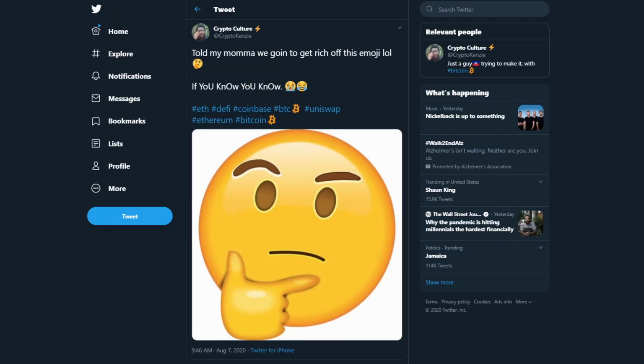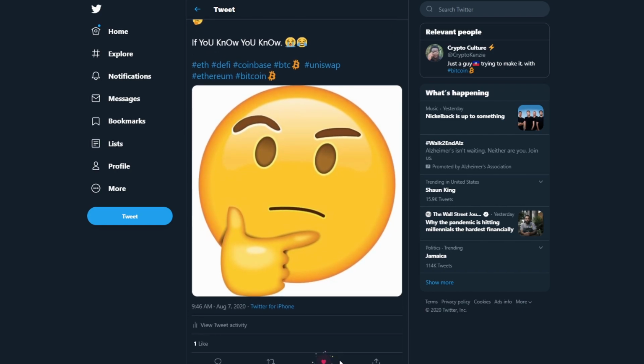I told my mama we gonna get rich off this emoji. LOL. If you know, you know. Zero likes. But I'ma like my shit. Cause at the end of the day, I love me. Don't y'all love me? Alright, we're just gonna hit the intro.